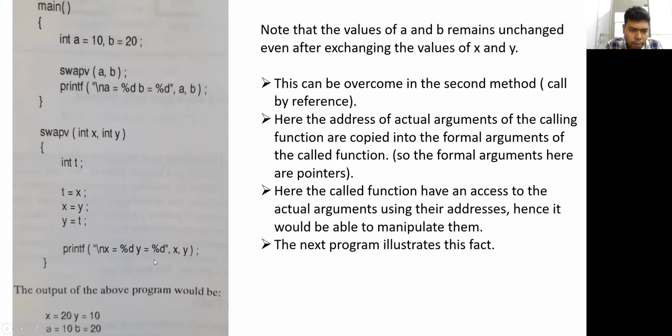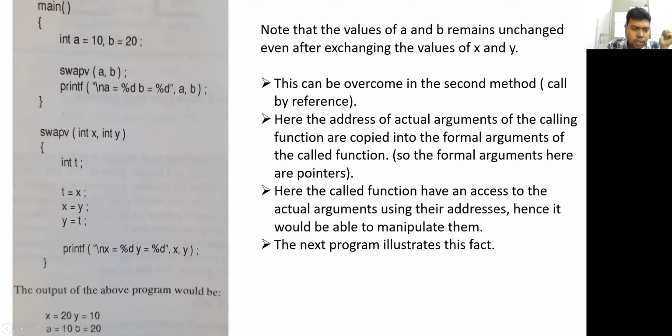This way we can swap the values of x and y, and then print them using the printf command. If you see the output of this program, you will get x equal to 20 and y equal to 10, but a equal to 10 and b equal to 20. Inside the function the values have been swapped, but when it returns, there occurs the problem. In the calling function, the values of a and b remain unchanged.